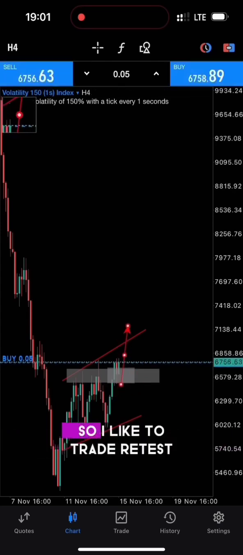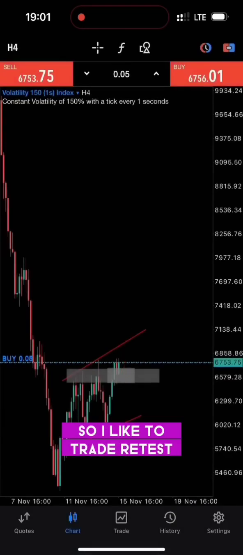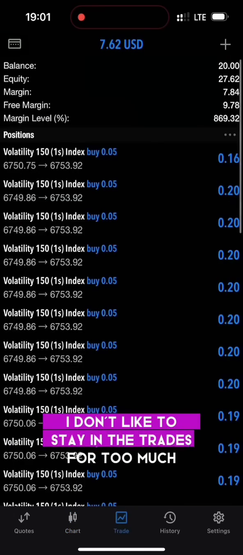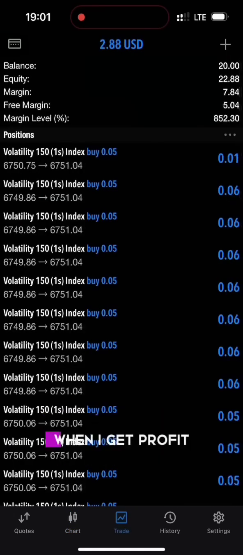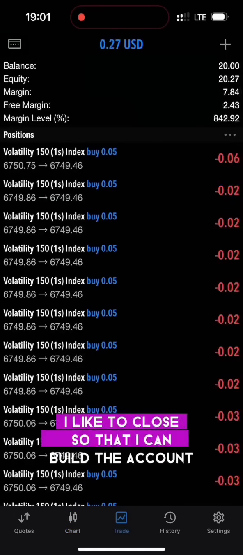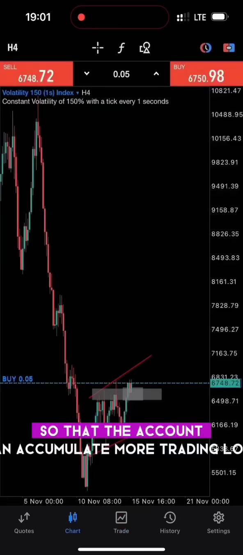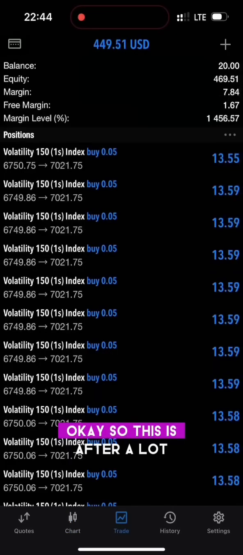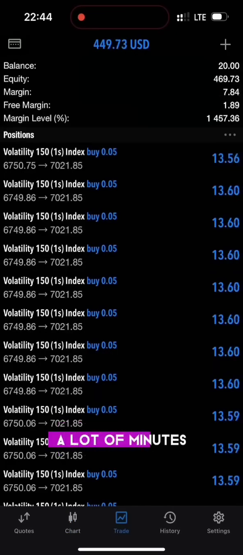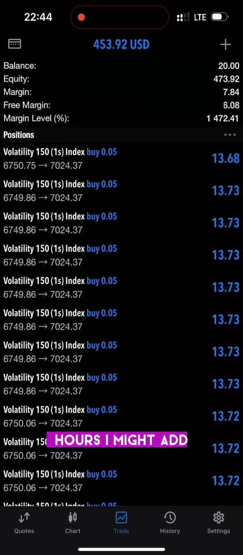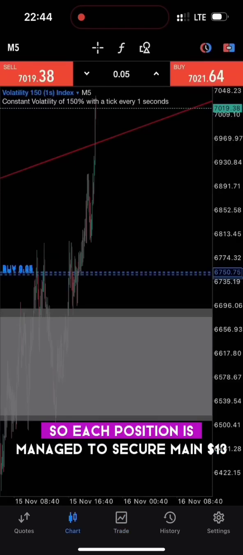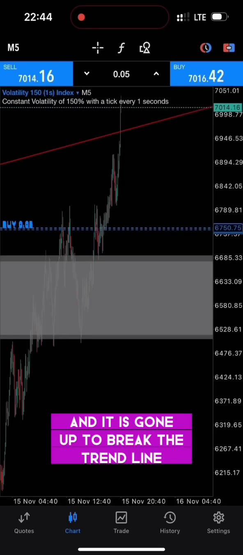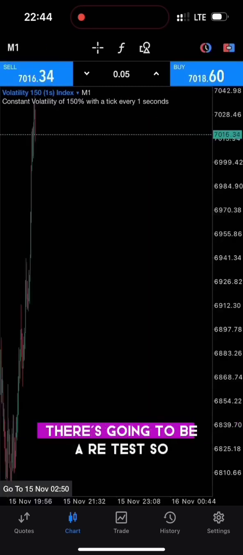Okay, so I like to trade retests. I'm sure I've showed you in my other videos. I like the retest. I don't like to stay in the trades for too much. When I get profit, I like to close so that I can build the account, so that the account can accumulate more trading lots. Okay, so this is after a lot of minutes, hours I might add. Each position has managed to secure me $13, and it has gone up to break the trend line, which means after breaking the trend line there's going to be a retest.